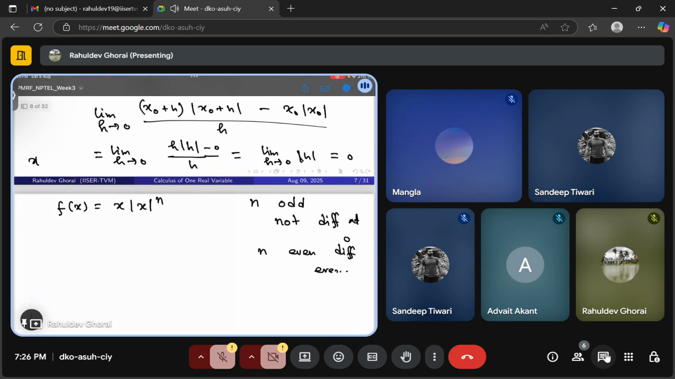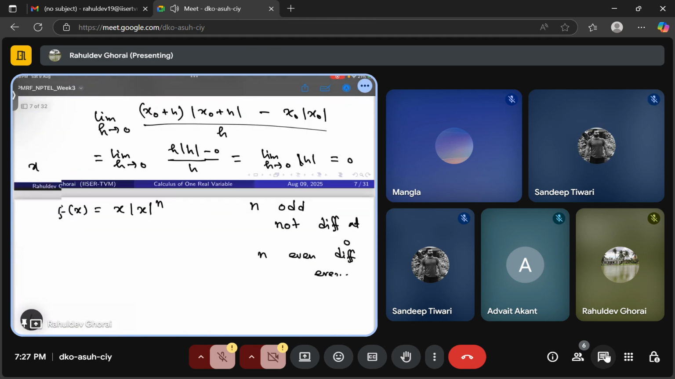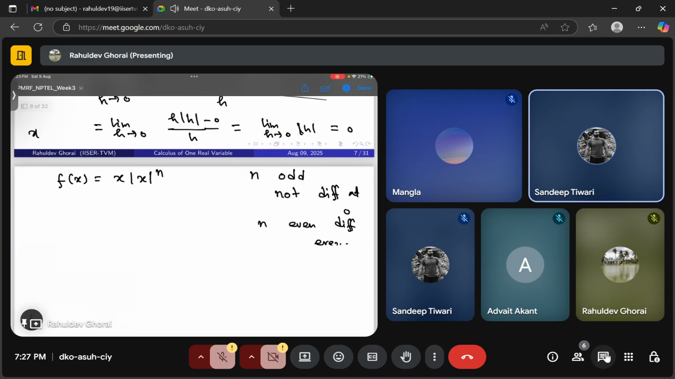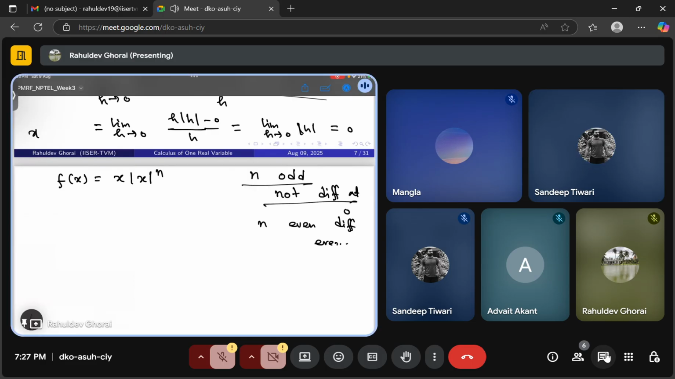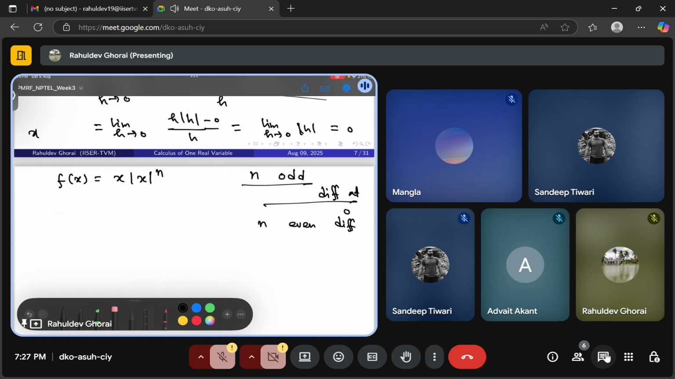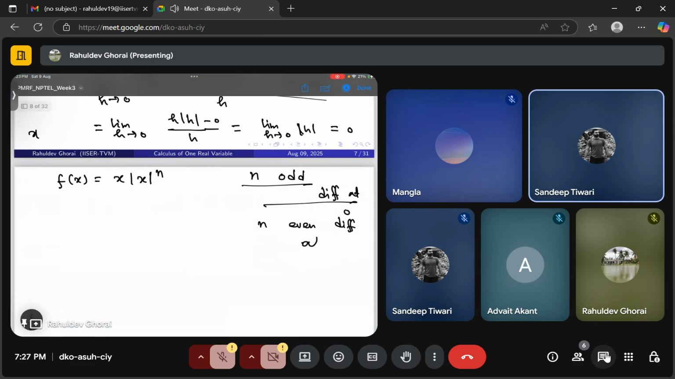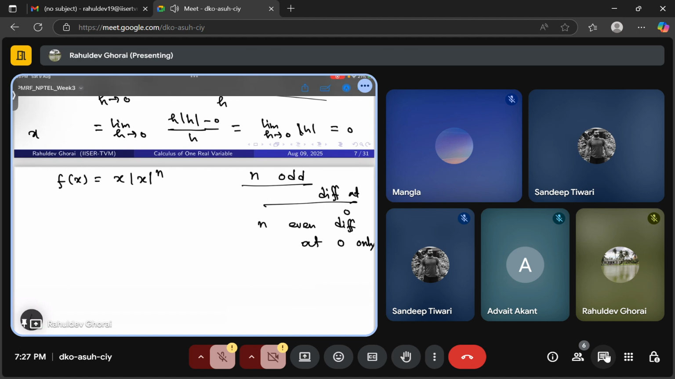You can check it by doing for n equal to 1, but it is differentiable everywhere, right? Yes, sir. So you are telling if n is odd, then f is not differentiable, and if n is even, then it is differentiable everywhere. Sorry, not differentiable at 0 only, right? Yes, sir. And if n is odd, then it is differentiable everywhere.